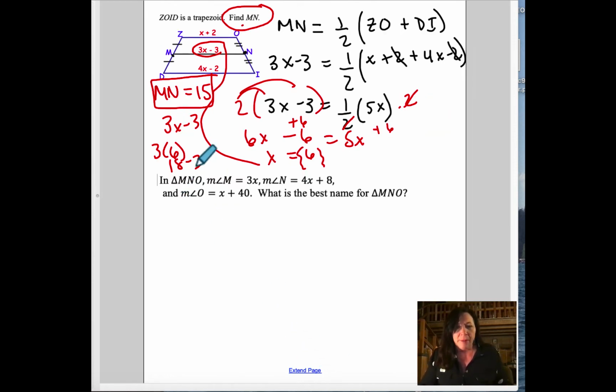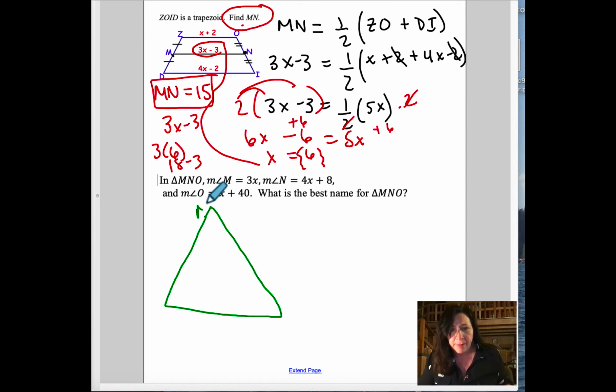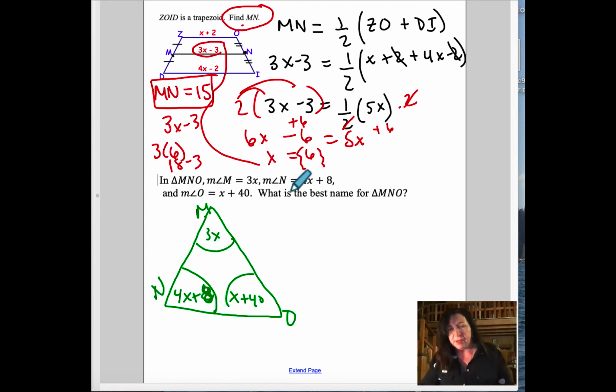Cool. All right. Triangle MNO. So we are going to make a triangle. MNO. So angle M is 3x. Angle N is 4x plus 8. And angle O is x plus 40. What we know is that the sum of all of our angles adds up to be 180. So let's do that. 3x plus 4x plus 8 plus x plus 40 is equal to 180.